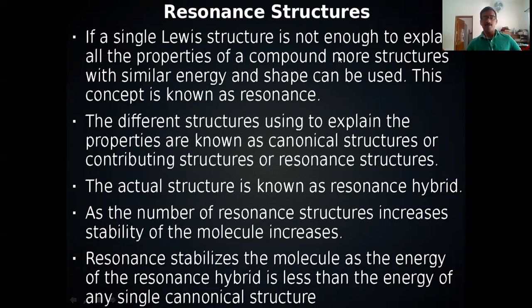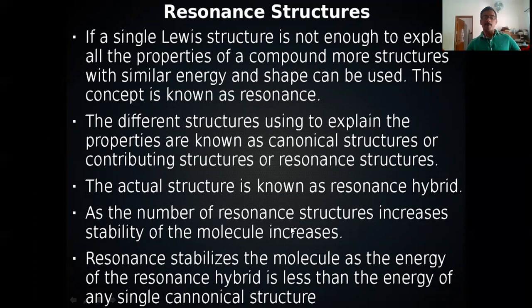If a single Lewis structure is not enough to explain all the properties of a compound, more structures with similar energy and shape can be used. This concept is known as resonance. The different structures used to explain the properties are known as canonical structures or contributing structures or resonance structures. The actual structure is known as the resonance hybrid.